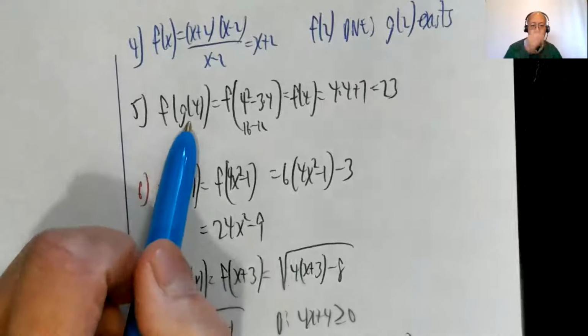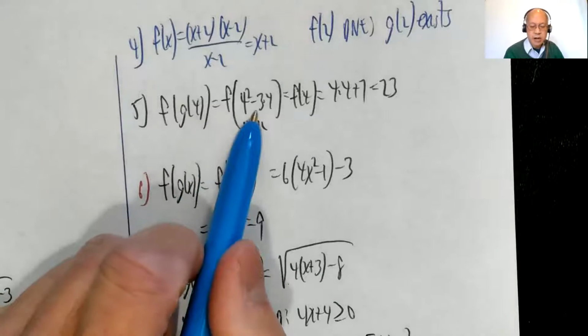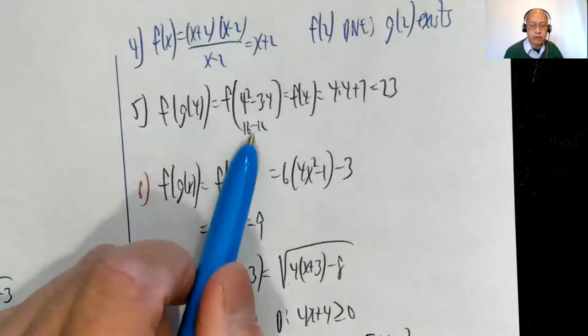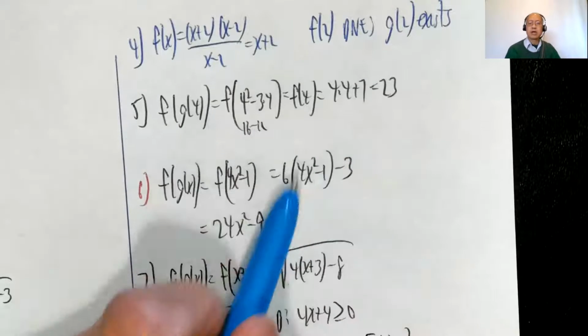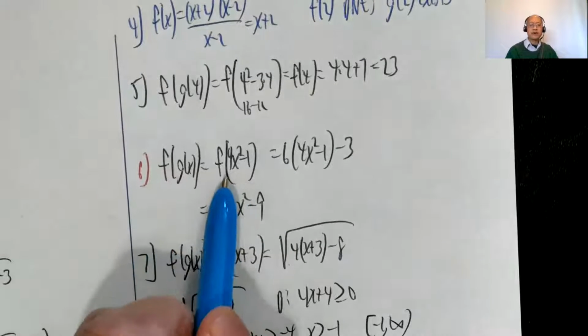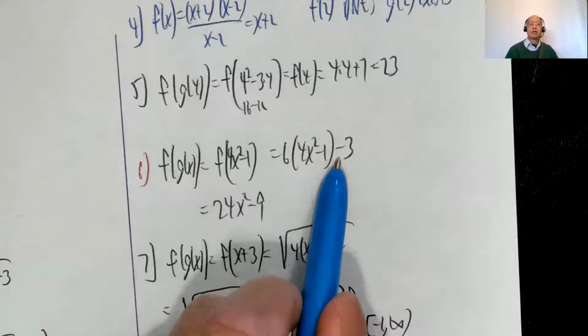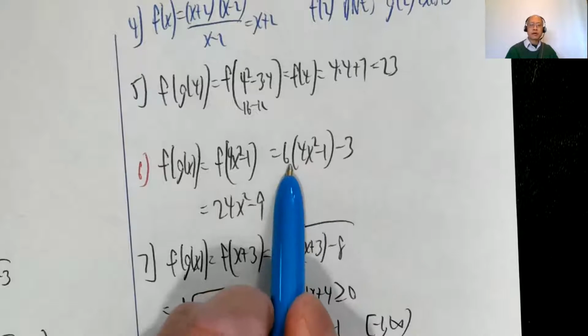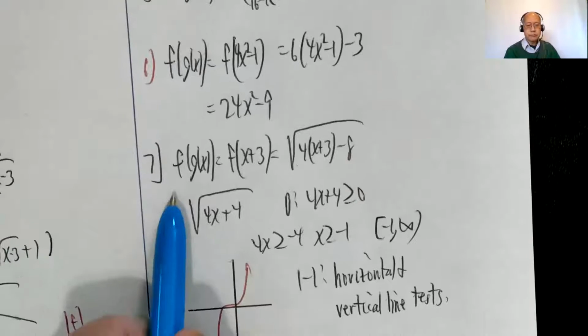Number 5, f of g of 4. So plug into the g function: 4 squared minus 3 times 4 turns out to be 4 itself. So I do f of 4, which is 4 times 4 plus 7, turns out to be 23. Number 6, f of g of x is f of 4x squared minus 1, which is 6 times 4x squared minus 1 minus 3. That's 24x squared minus 6 minus 3, 24x squared minus 9.